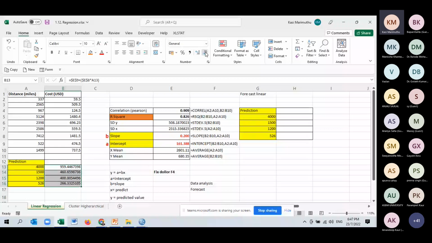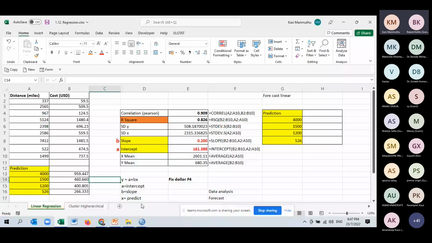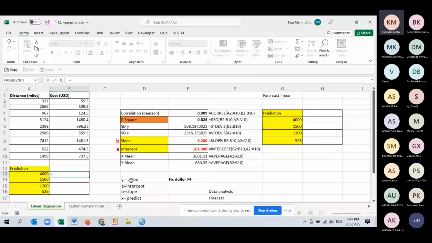Please tell me, have you all calculated this? If not, I will repeat. Please repeat it again. I will repeat. So put equal to, please remember this is an equation, y equals a plus bx. So y is 4,000.